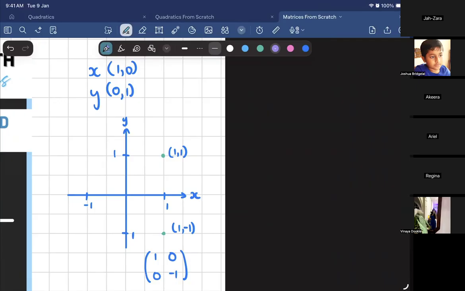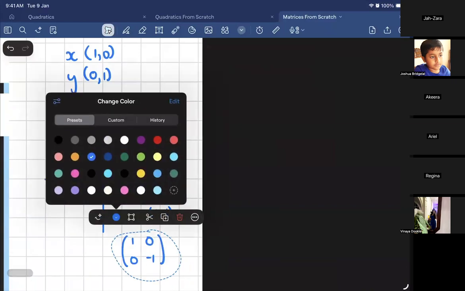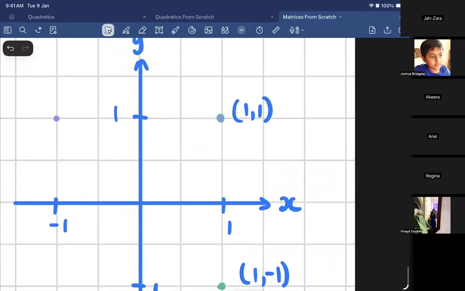Let me try another one. So, Christian, I want you to tell me what it looks like. Look at the purple dots. What does it look like? It looks like a what? Right angle? Nah. Imagine it is a mirror. It looked like the purple dot was reflected about the what? The other purple dot right there.